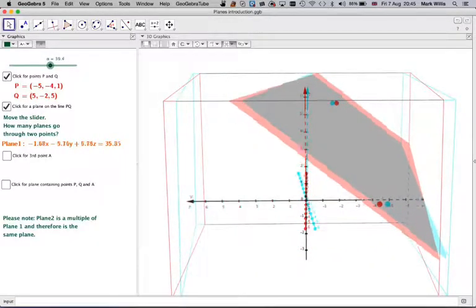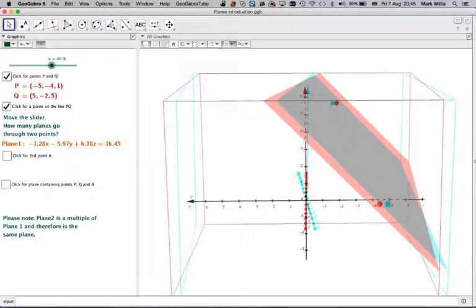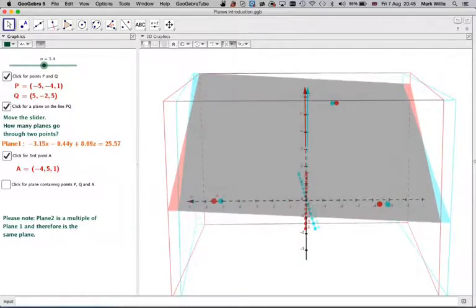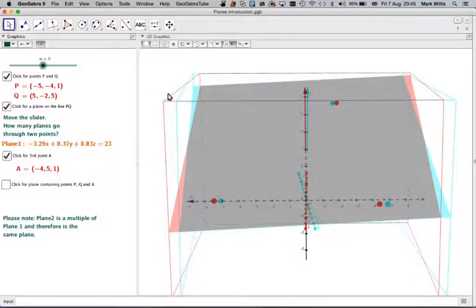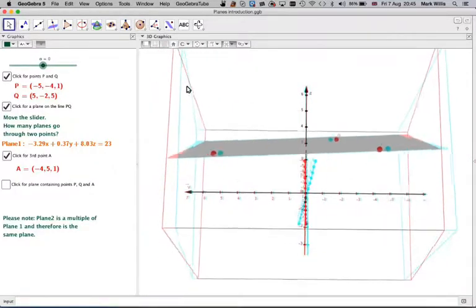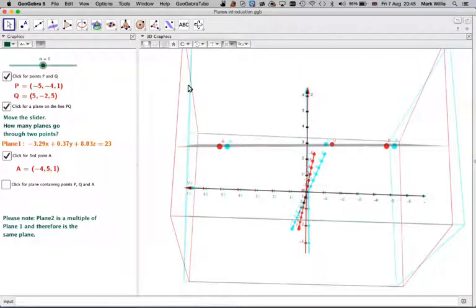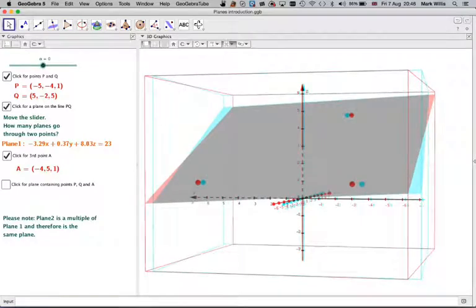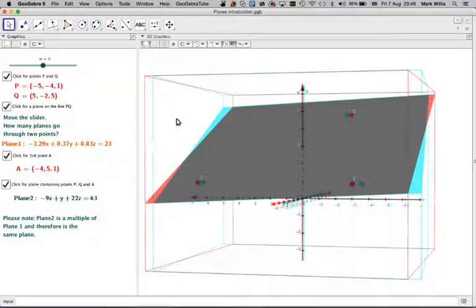So how many points do we actually need to define a plane? Well, if I click for third points, so we now have a third point being put down around here at A. And if I can line this up, okay, now at this particular point, I can see that I have got the plane going through three points. Now there's only one plane that will go through those three points. And if I click this one here, I get the actual plane in its simplest form.